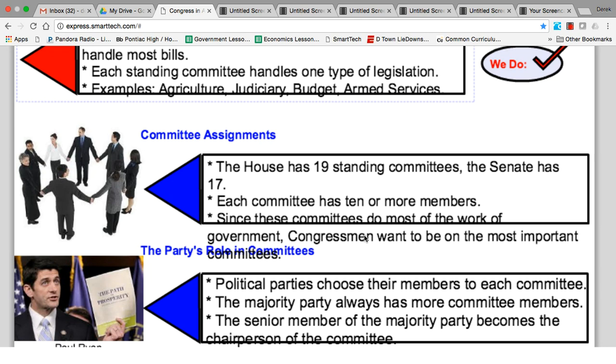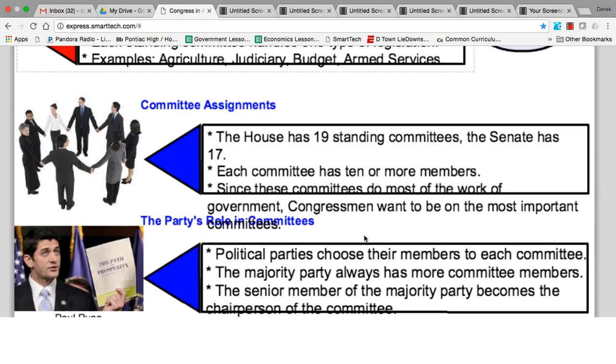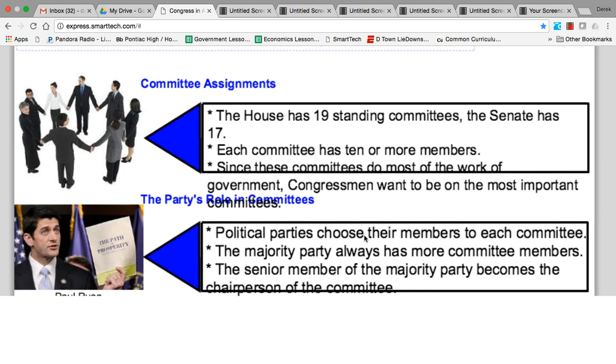The majority party, okay, the party with more members, in the House of Representatives, there are more Republicans than Democrats. So the Republican Party is always going to have more committee members in any committee than the Democrats. So if you're voting strictly on party lines, all Republicans vote yes, all Democrats vote no, it's always going to pass if the majority party has its way. So it's a big thing when you're the majority party.